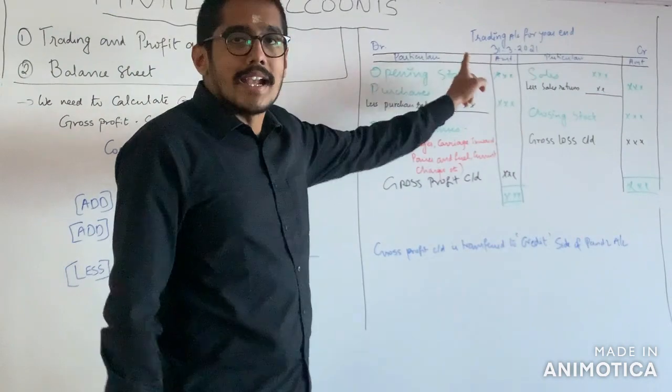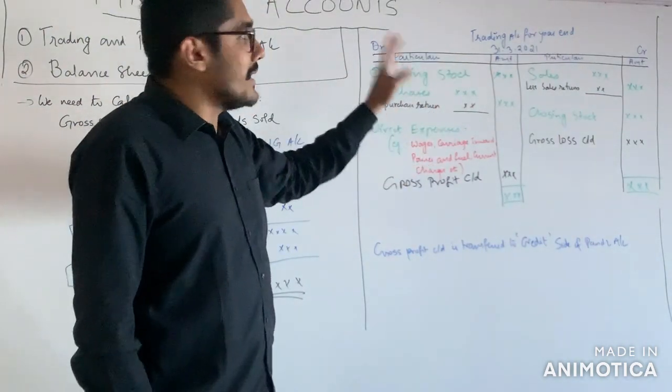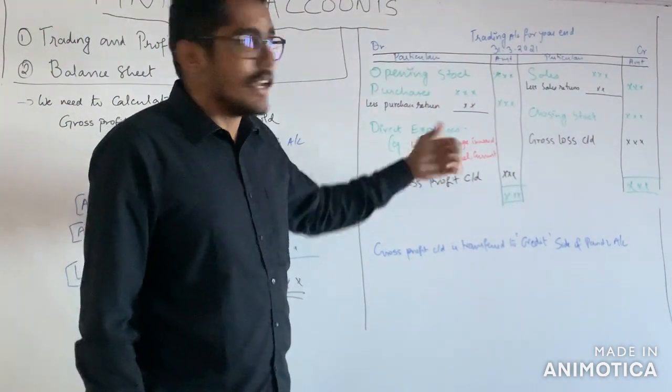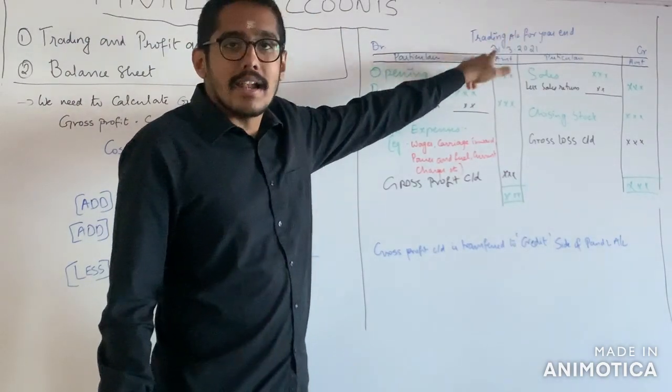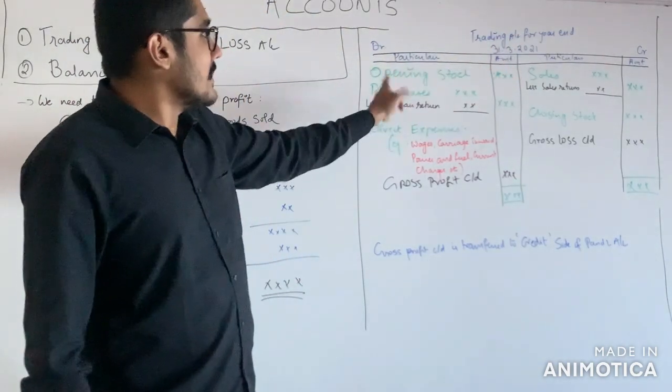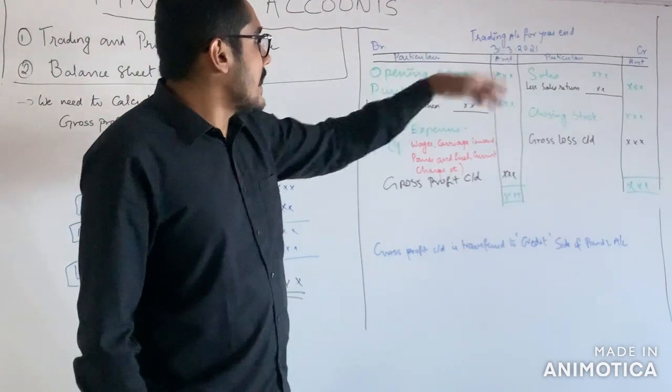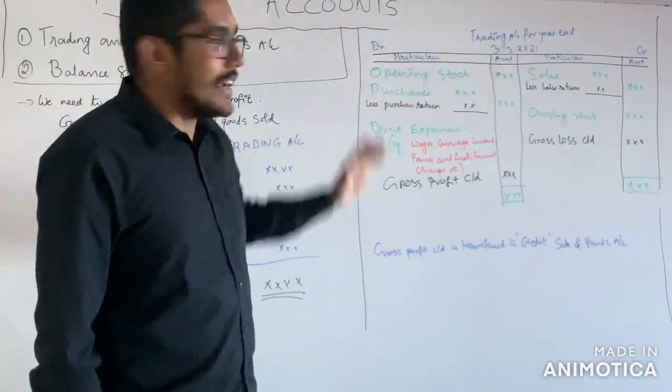What is this? Trading account. So if you take trading account, this is the format for trading account. Trading account for the year ended date. And it is a T format, debit side and credit side. So this is the format of a trading account.